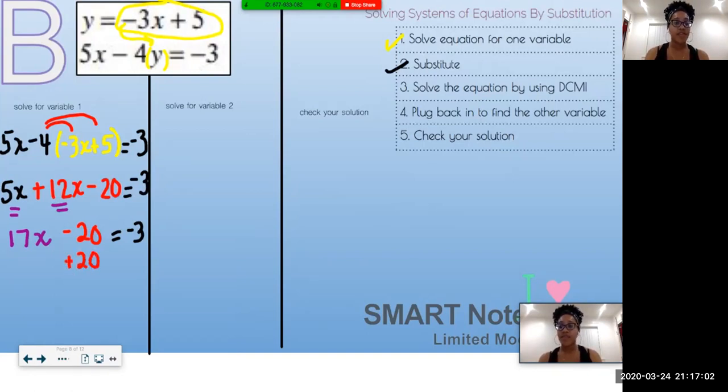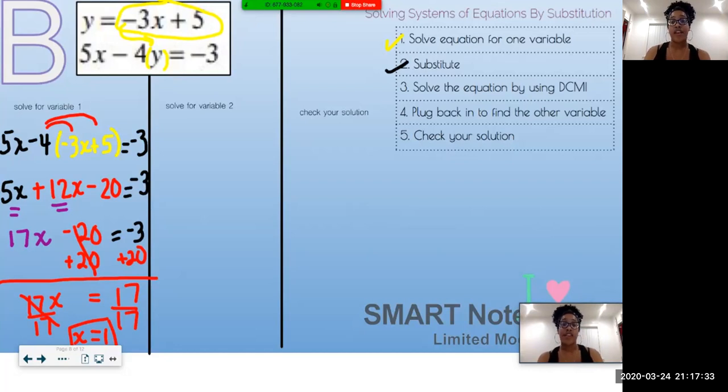So I do inverse operations. I add 20 to both sides. And I'm going to put 17x is equal to negative 3 plus 20. Signs are different. I subtract, keep the sign of the bigger number. So it's equal to 17. Operation happening between 17 and x is multiplication. So inverse is division. I divide by 17, and I'm left with x equals 1.